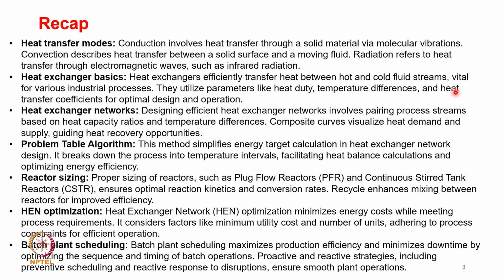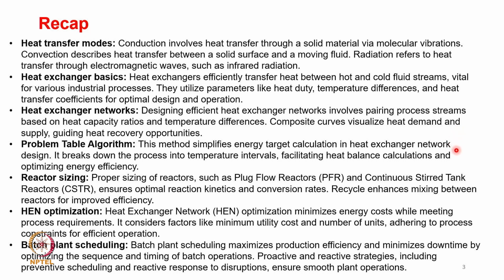Heat exchangers are the equipment that is used for efficient transfer of heat between two processes. They use heat duty, temperature differences, and heat transfer coefficients. Then we moved from one heat exchanger to heat exchanger networks, where we talked about how to concurrently design networks that involve process streams based on heat capacity and temperature differences. And we learned an important concept of composite curves and visualized heat demand and supply, getting heat recovery opportunities.